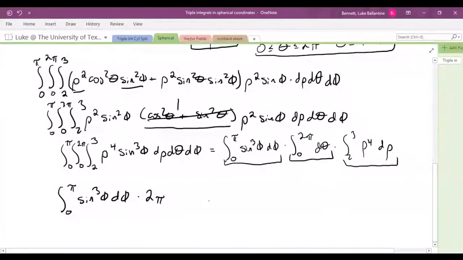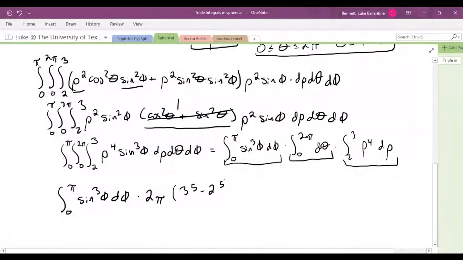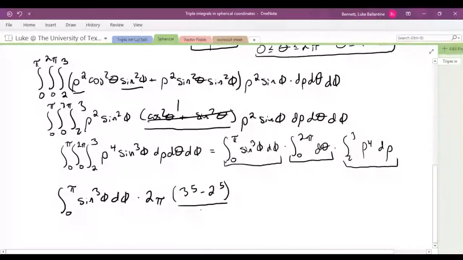How do we integrate sine cubed? And then this would be rho to the 5th over 5. So this would be 3 to the 5th minus 2 to the 5th over 5.